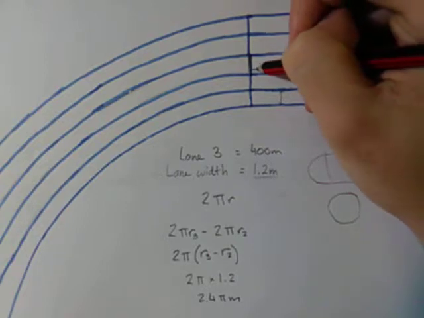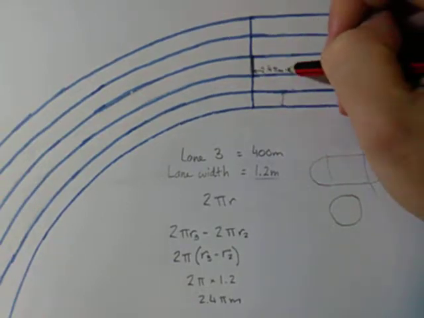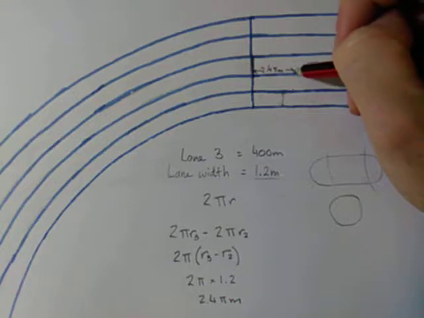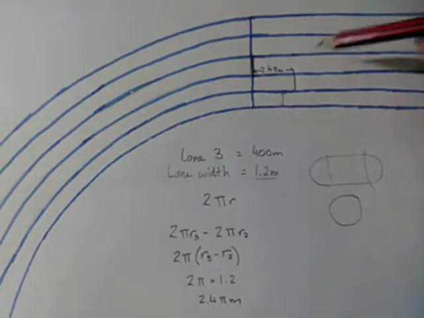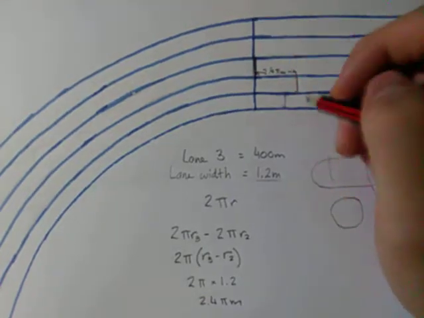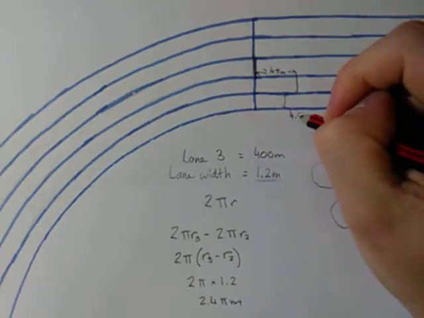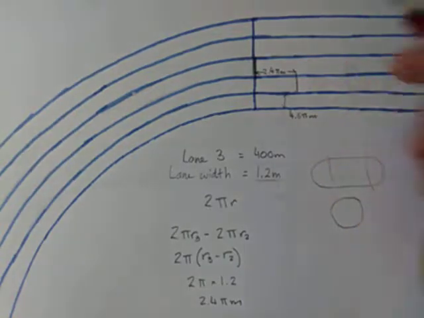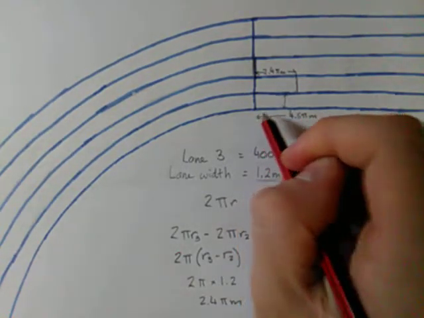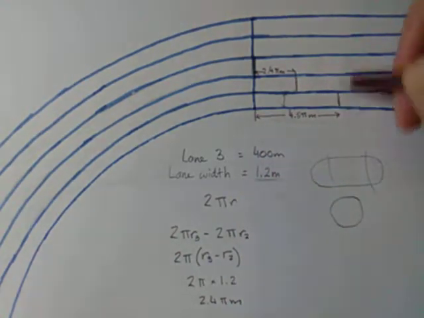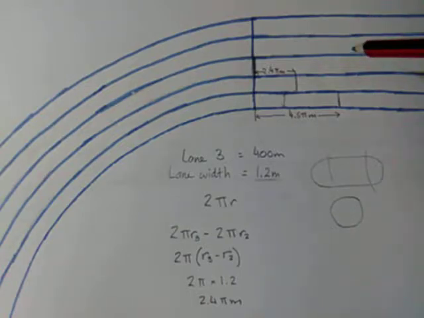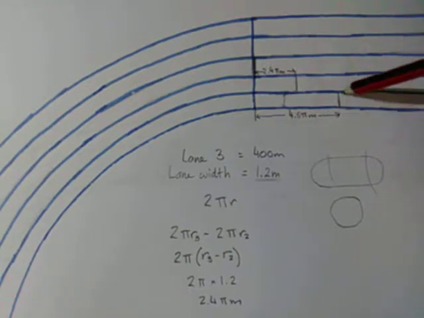You measure that out from there across here, and that's your lane 2 start. Then for lane 1, you can go from the finish line 4.8 pi meters, and you have your lane 1 start for the 400 meter sprint. It doesn't matter if you measure 2.4 pi meters from here or 4.8 pi meters from there, because they're both going to come out the same.